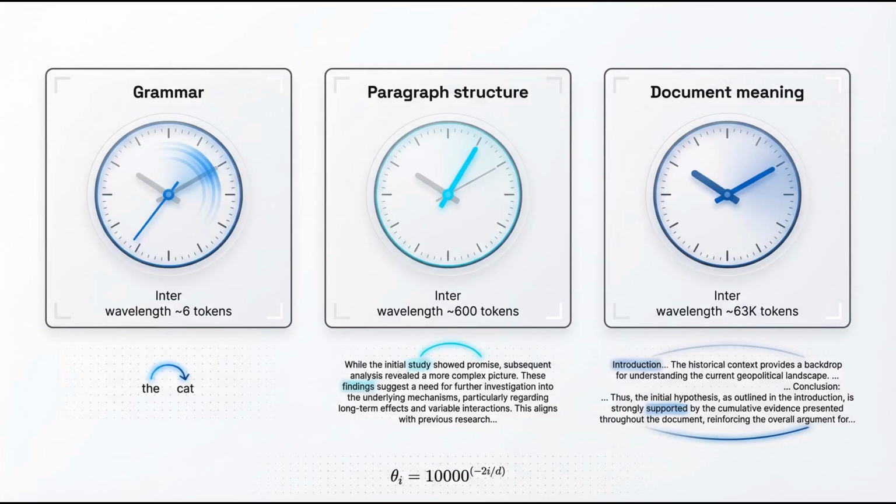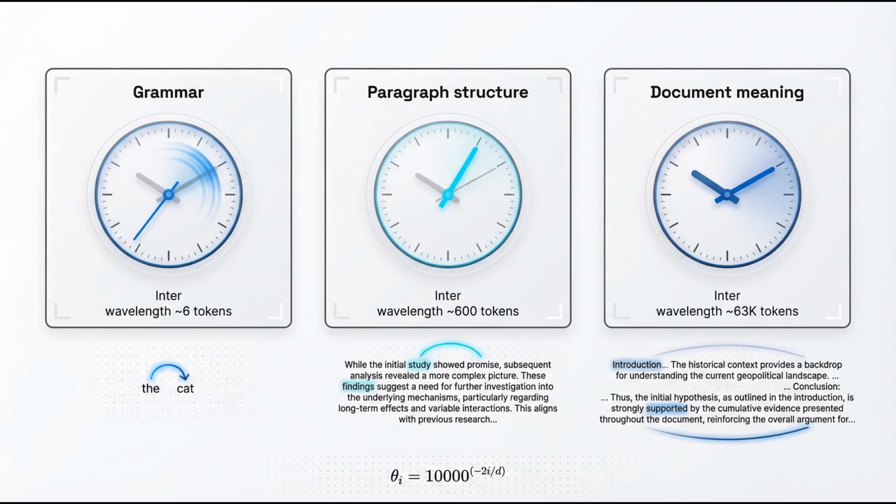The clock system, from grammar to document meaning. RoPE divides a d-dimensional vector into d over 2 pairs. Each pair is rotated independently with its own frequency theta i. The frequencies form a geometric sequence, from theta close to 1, meaning fast rotation, to theta close to 0.0001, meaning very slow rotation.